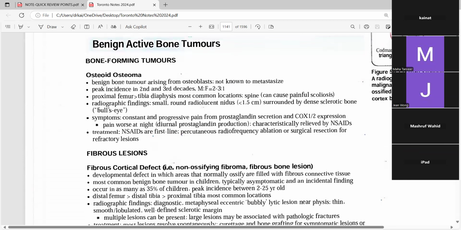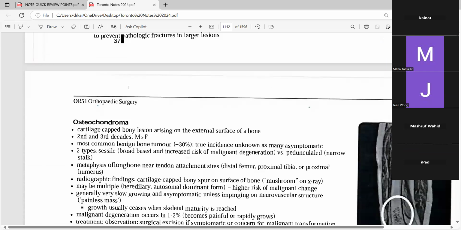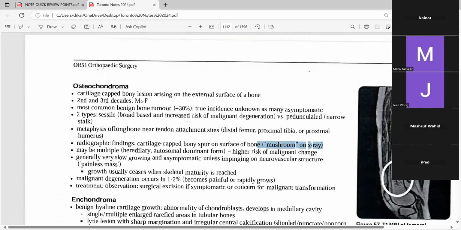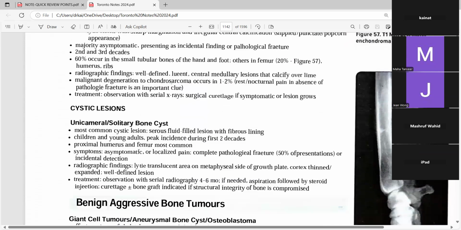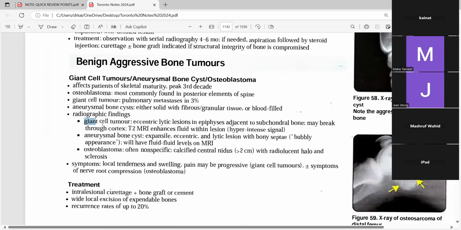Why? Just because you are able to figure out which one is the tumor based on the X-ray. So if you go for bullseye, you can find this is an osteoid osteoma. Then there is one more, osteochondroma, which has a radiograph finding. It's basically the mushroom on X-ray. Then come the osteoblastoma. In this one, there is giant cell tumor or there is an aneurysmal bone cyst. So you can see how they look like.